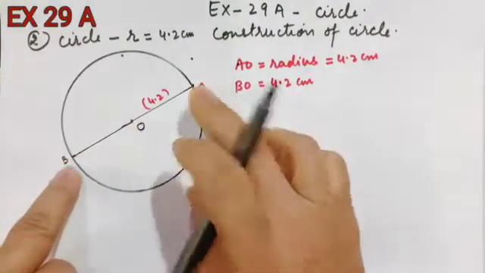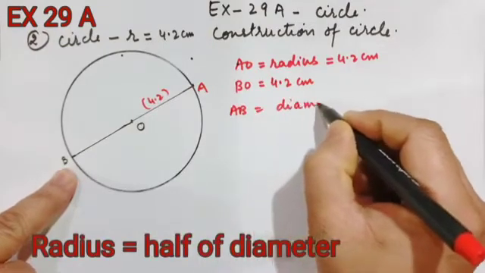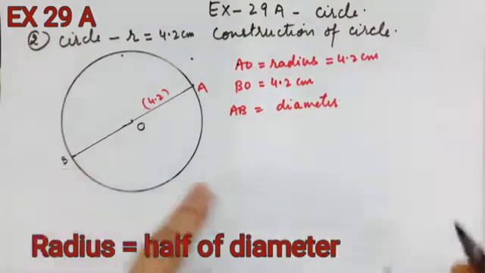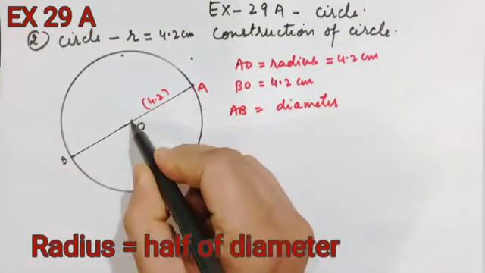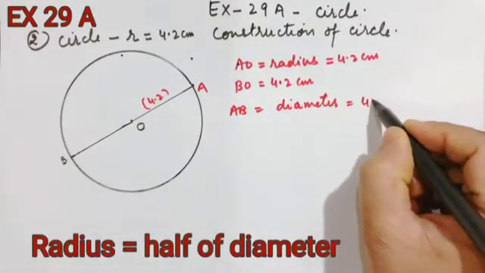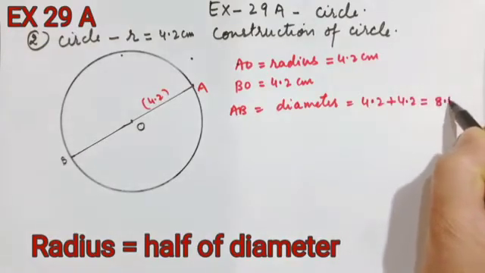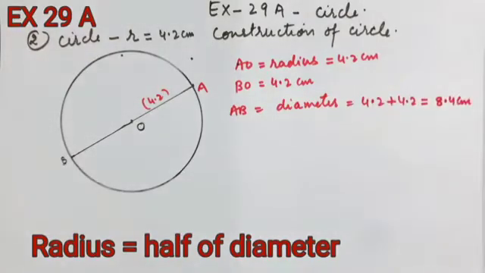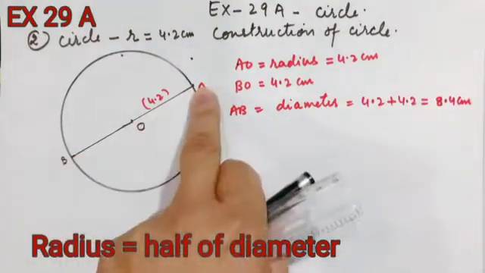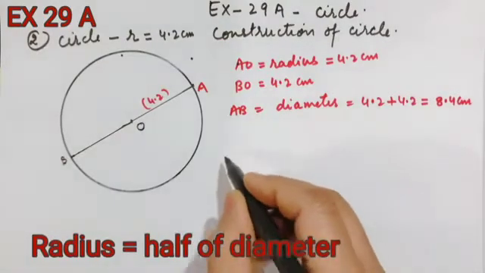So AB becomes the diameter. Your AB becomes the diameter. Understand it properly, diameter. So AB diameter will be equal to AO plus BO. So diameter will be equal to 4.2 plus 4.2 is equal to 8.4 centimeter. Work done. Clear? Assign a special name to AB. I have already assigned the special name to AB as the diameter of the circle. Clear? Let's do one more, that is number 3 over here.